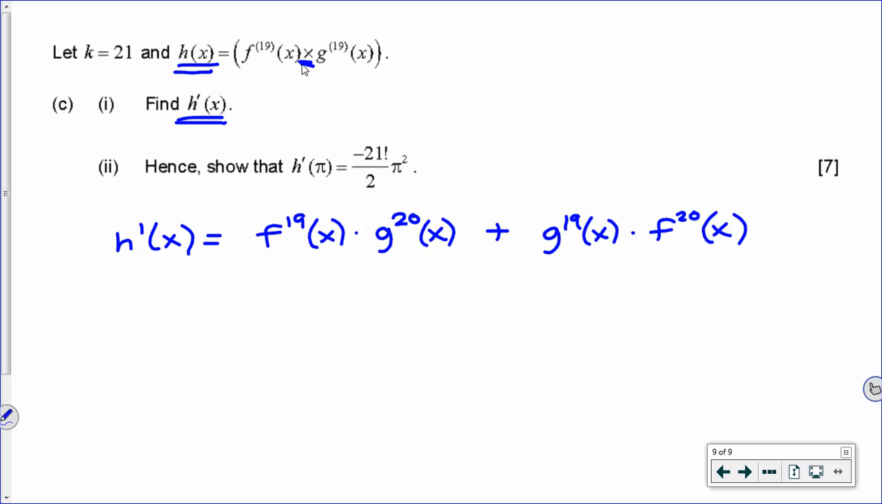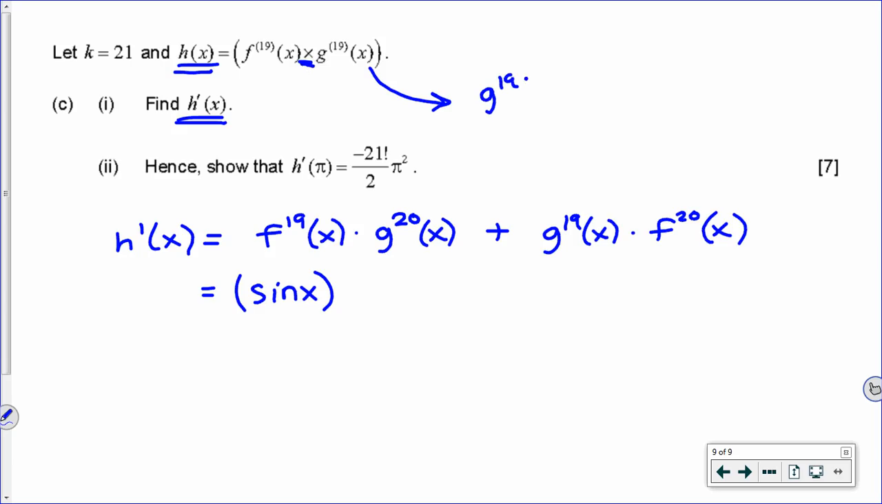And then I should fill in what I know about these functions. So I know the 19th derivative of f, I knew it from earlier in the question, was sine x. And I know, or can figure out, the 20th derivative of g. Maybe I should write down the actual 19th derivative of g. So we never really wrote down the 19th derivative of g with 21 filled in as k, so that's what we should write here. Let me go back to where the 19th derivative was.